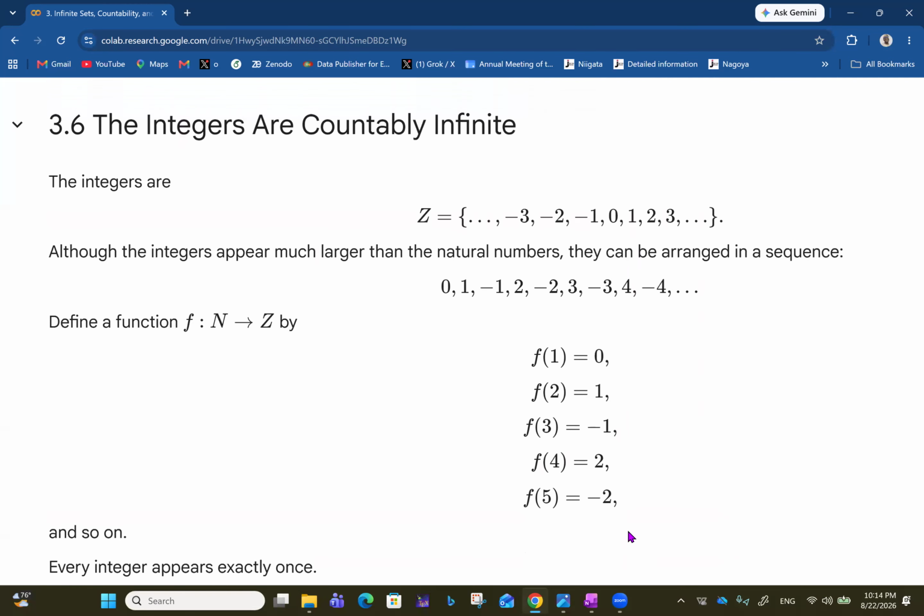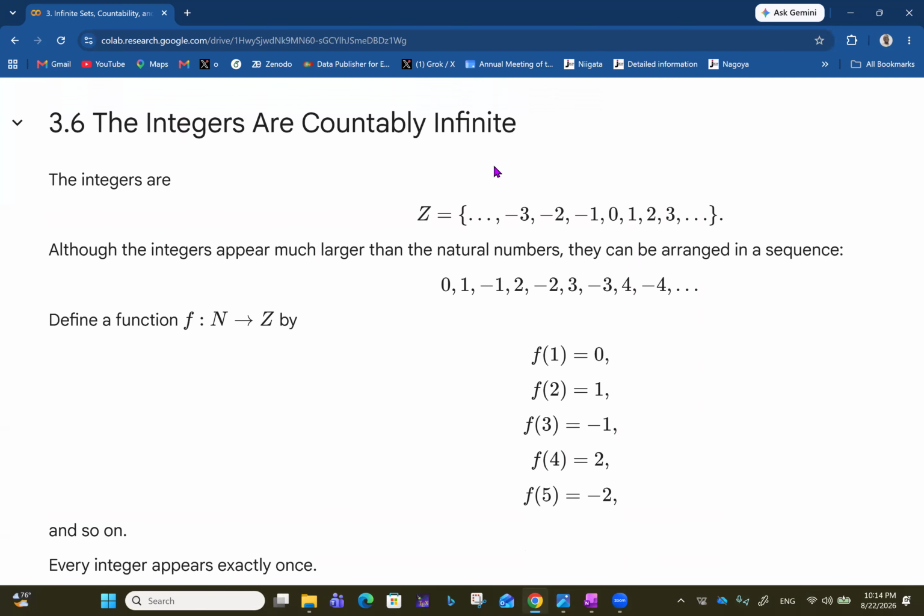Now, the integers are also countably infinite. Talking about the set of integers, Z, that is all negative whole numbers and all positive whole numbers, as well as 0. Although the integers appear much larger than the natural numbers, they can be arranged in a sequence. If you arrange them in a sequence, you have 0, 1, minus 1, 2, minus 2, 3, minus 3, 4, minus 4, and so on.